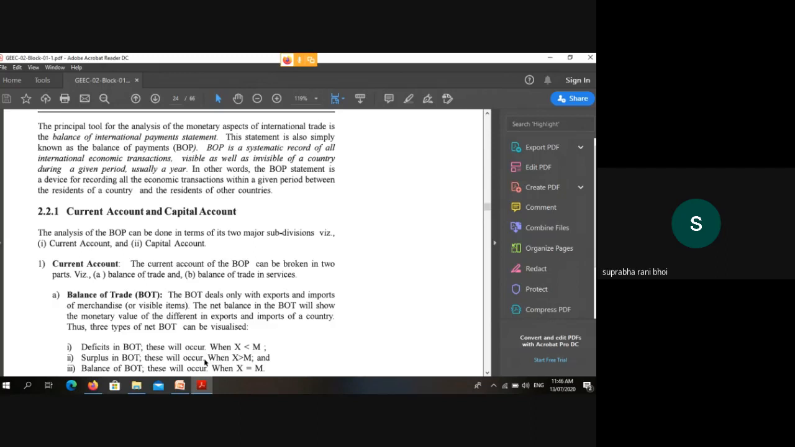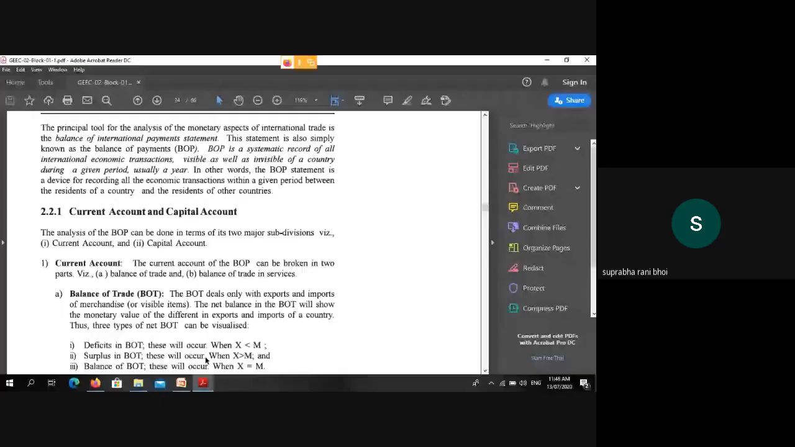Current account of the balance of payment is divided into two parts. One is balance of trade and another is balance of trade in services. What do you mean by balance of trade?